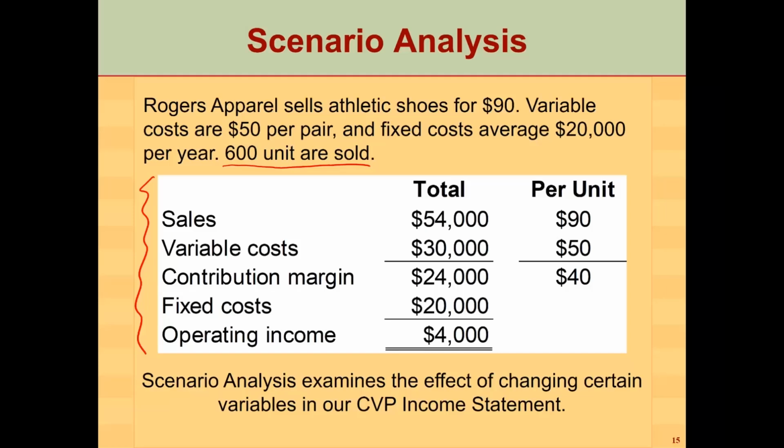Remember, there were 4 pieces of data in the CVP analysis. There was the sales price, the variable cost per unit, the fixed cost, and the units. In the slides that follow, we're going to be looking at different scenarios where those 4 pieces change, and I just need to roll them through the CVP income statement and see whether or not my profit changes from $4,000. If it goes up, then that would be a good initiative. If it goes down, it would be a bad initiative.